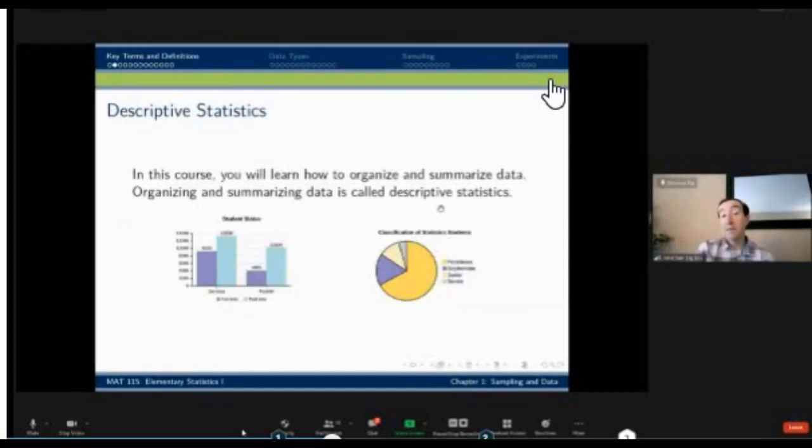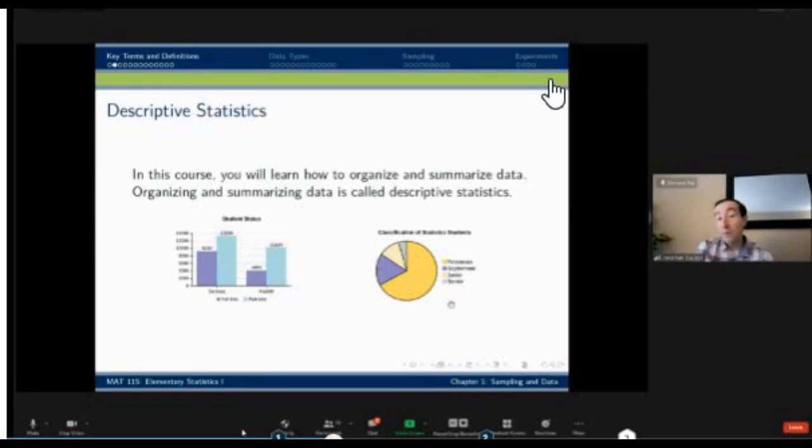So descriptive statistics, that's essentially organizing and summarizing. These are a couple of examples of ways I might do that. I might summarize that information in bar chart form. This is a comparative bar chart. I had two different schools comparing students that are full-time versus part-time, and the color coding and the pairing in this way makes it easy to compare the two institutions and also the two types of students.